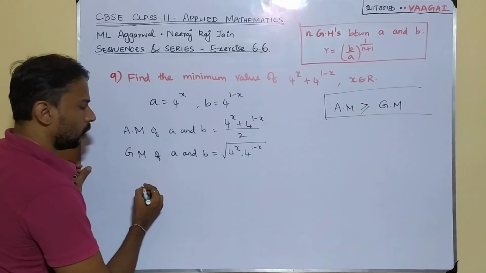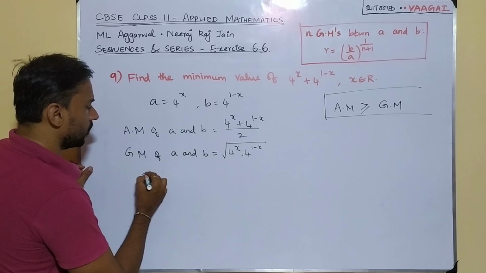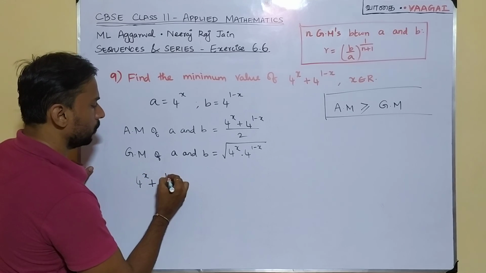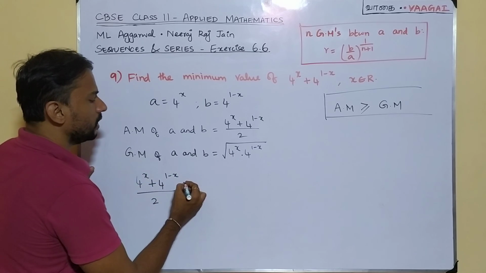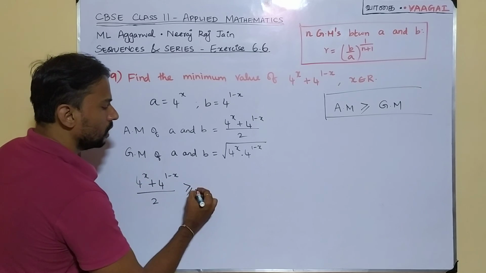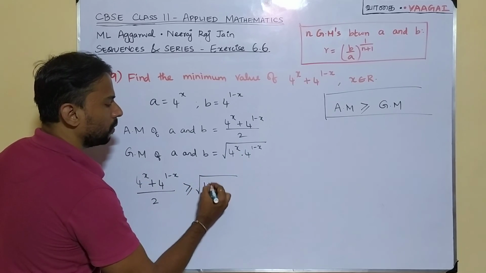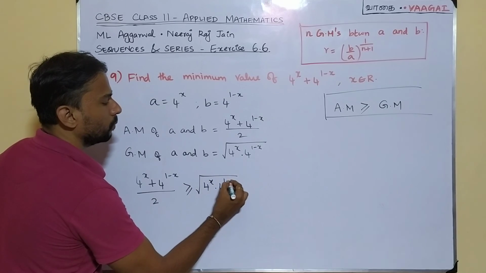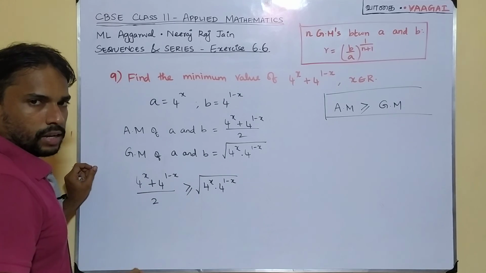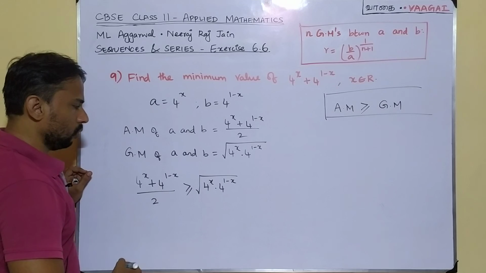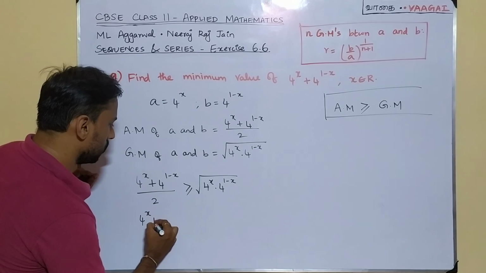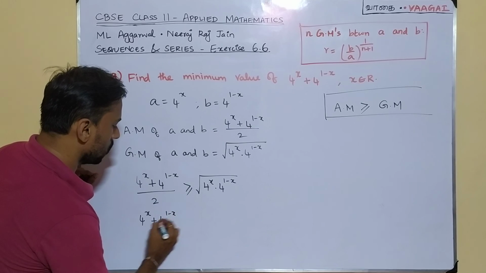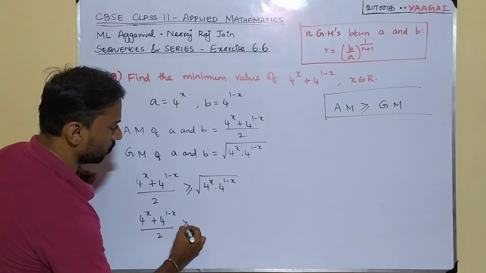So according to that relation, (4 power x plus 4 power 1 minus x) whole divided by 2, that is this AM, will always be greater than or equal to this GM, which is 4 power x multiplied by 4 power 1 minus x. Correct? Okay, fine. Let's continue. Now we will have the left hand side as it is: (4 power x plus 4 power 1 minus x) whole divided by 2 is greater than or equal to.